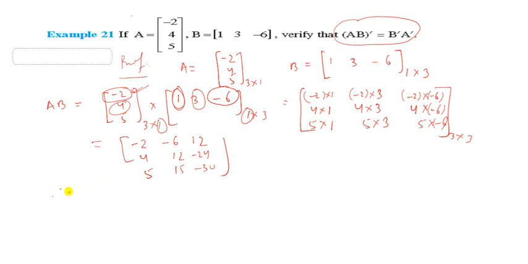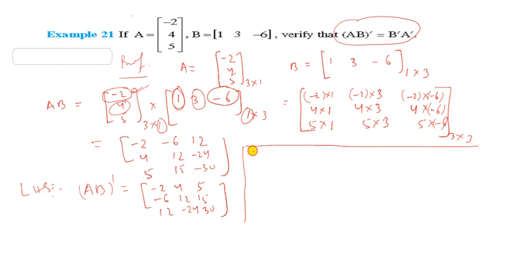Now you see AB whole dash will be equal to minus 2, 4, 5 and minus 6, 12, 15 and 12, minus 24 and 30. So this is the value of LHS. Now let me find RHS. Your RHS, it is nothing but B dash multiplied by A dash. So let us find B dash.